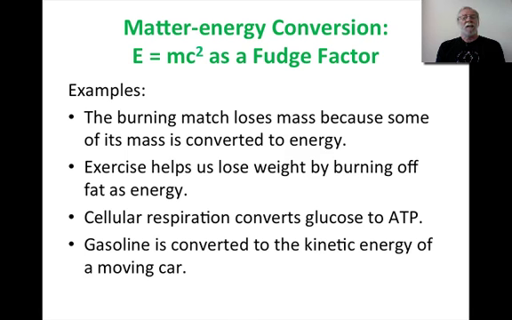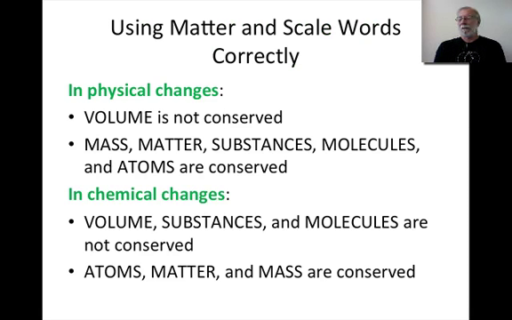Now in each case, tracing matter is difficult because there are gaseous products, and therefore the visible products weigh a lot less than the visible reactants. And that causes students to invoke matter and energy conversion, but it's really a fudge factor. They're actually just not accounting for the gases that are involved. The other difficulty that we see students having has to do with using matter and scale words correctly.